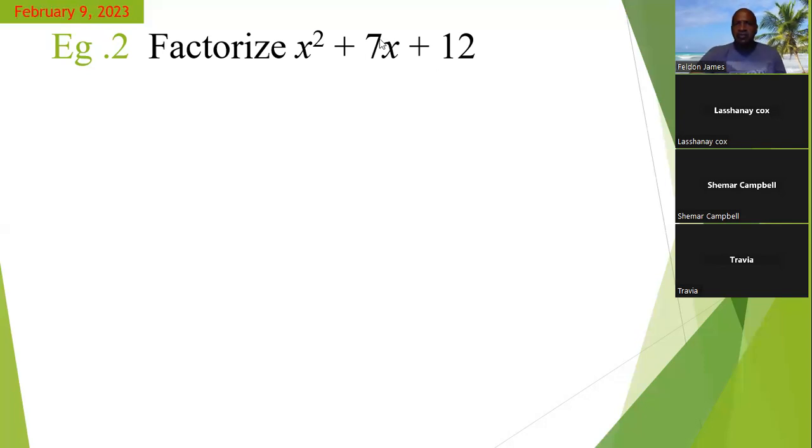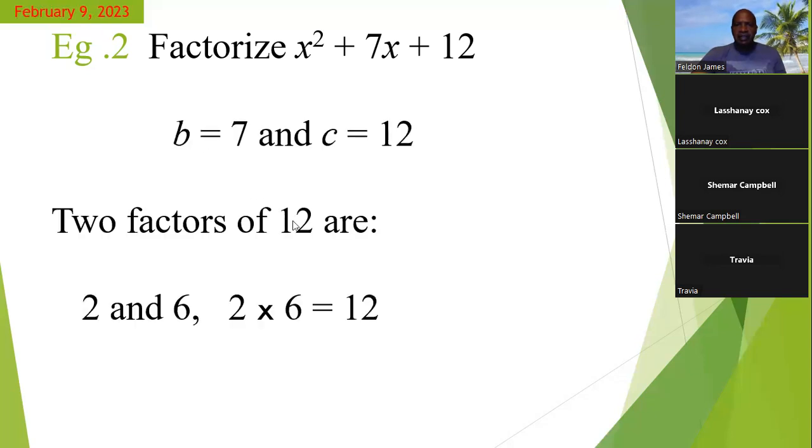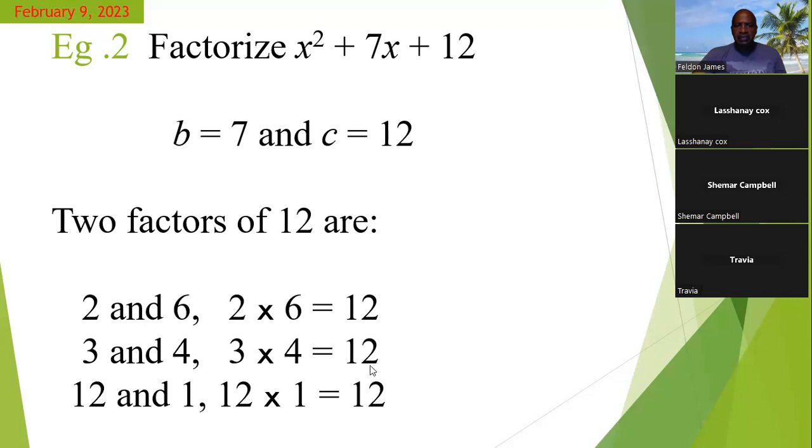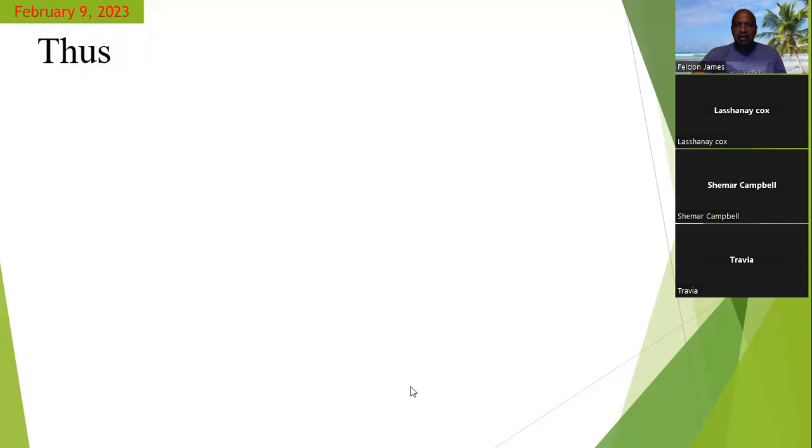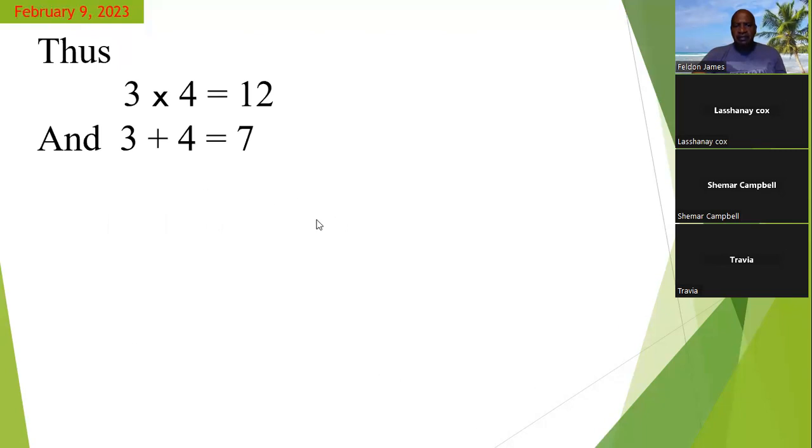So we identify the 2 factors. Factors would be 2 and 6. Those can't work. 3 and 4, yes, those are the factors that we're looking for. So we say 3 plus 4 gives you 7. What is the next step now? So plug them into the equation, meaning fill out the equation with the numbers.